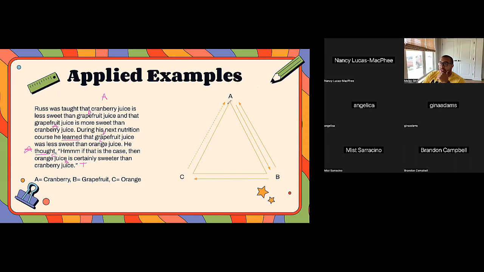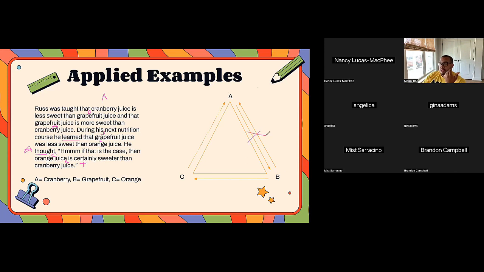So if we go back through the scenario and we draw our lines, we have A, cranberry juice is less sweet than grapefruit juice. So that's A to B. And then we know grapefruit juice is more sweet, so that's B back to A, than cranberry juice. So both of those are taught. We do not have symmetry here, clearly, right? We don't have a derived relation on this side of things, so it cannot be symmetry.